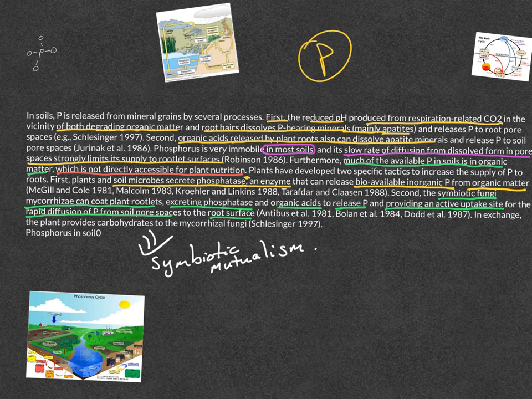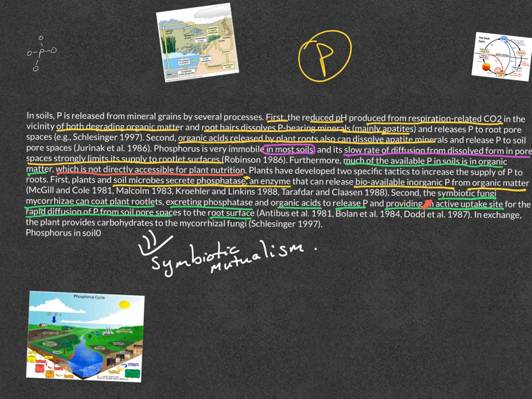So you get this phosphate instead of DNA, right? Or RNA or whatever other organic molecule it's involved in. And by doing that, the plant can then absorb the phosphate and use it to make its own DNA and RNA and ATP and whatever else it needs to make.